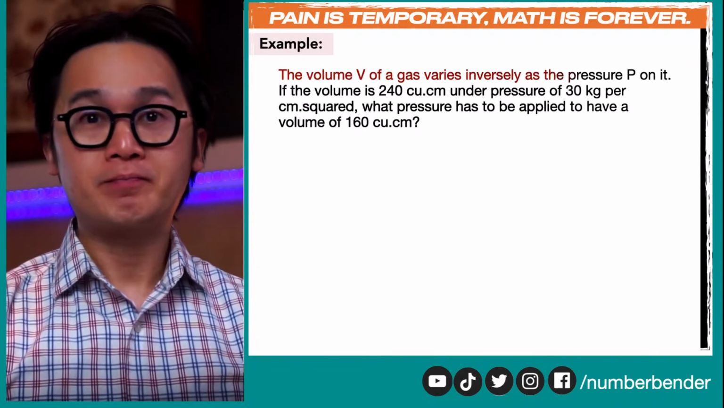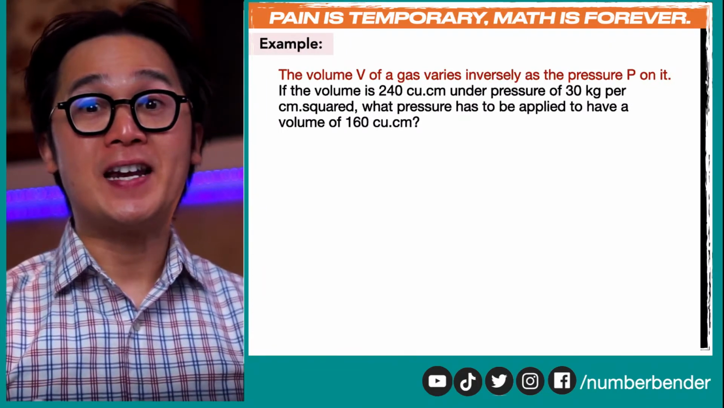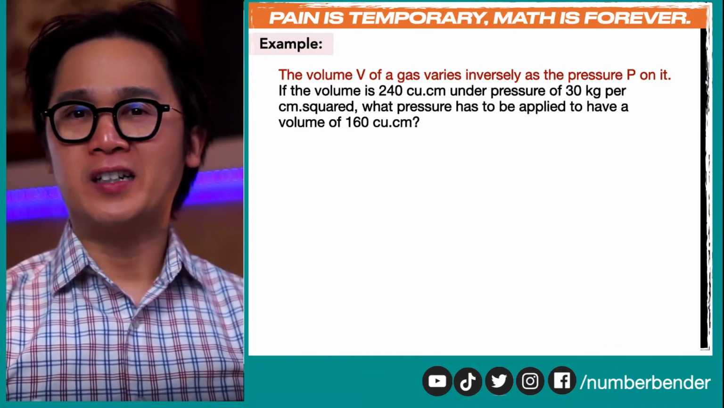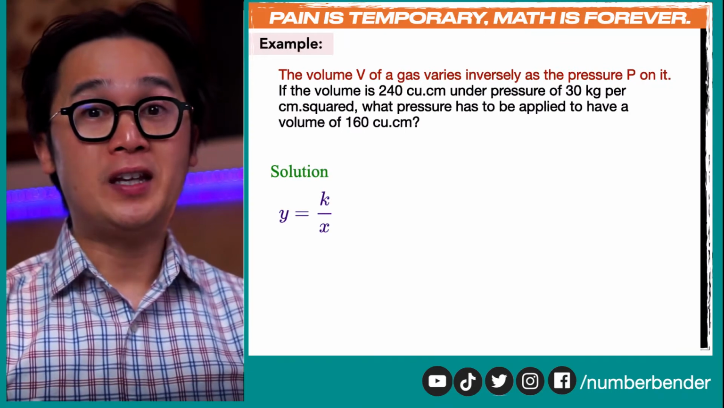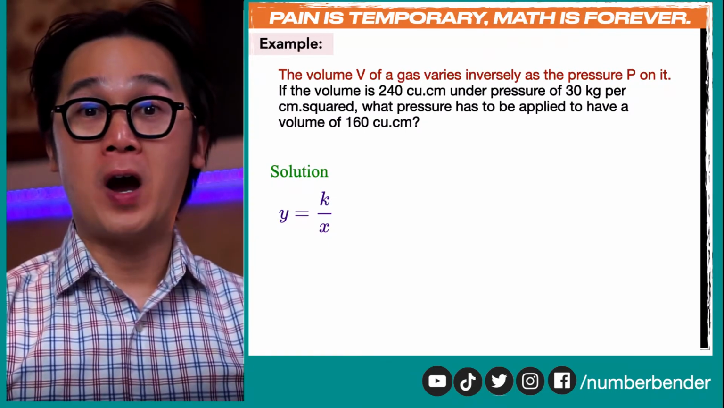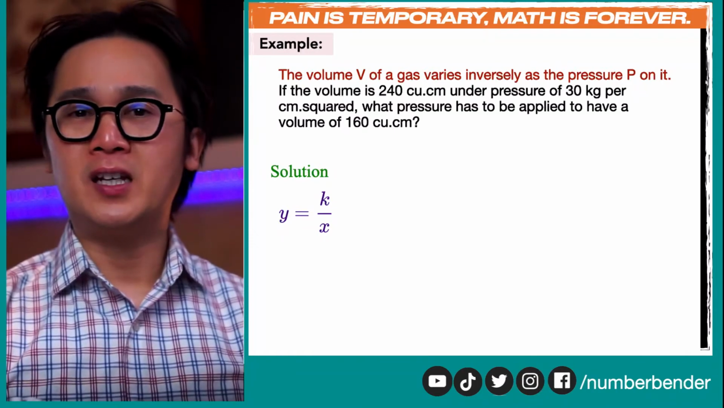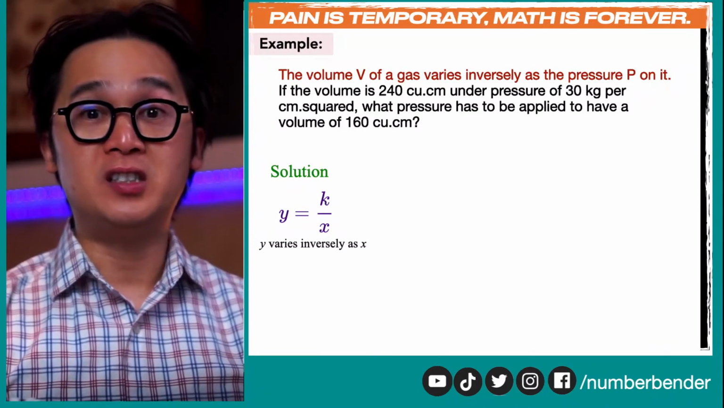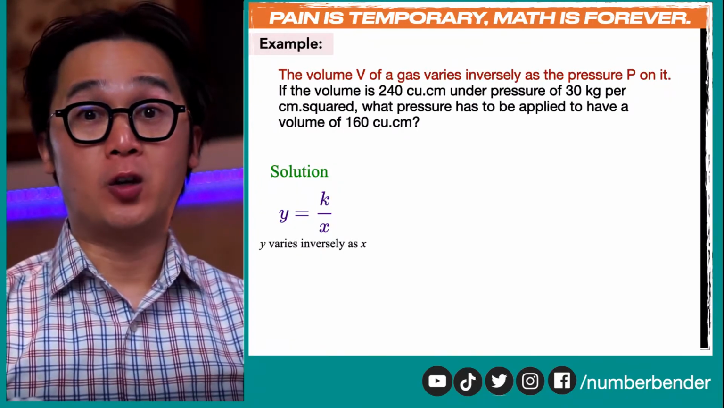So here, we know that the volume V of a gas varies inversely as the pressure P on it, which means we are seeing our keyword, which is varies inversely. So we know that we can use y is equal to k over x in our formula. Now remember that this formula is read as y varies inversely as x. That's why y is equal to k all over x.